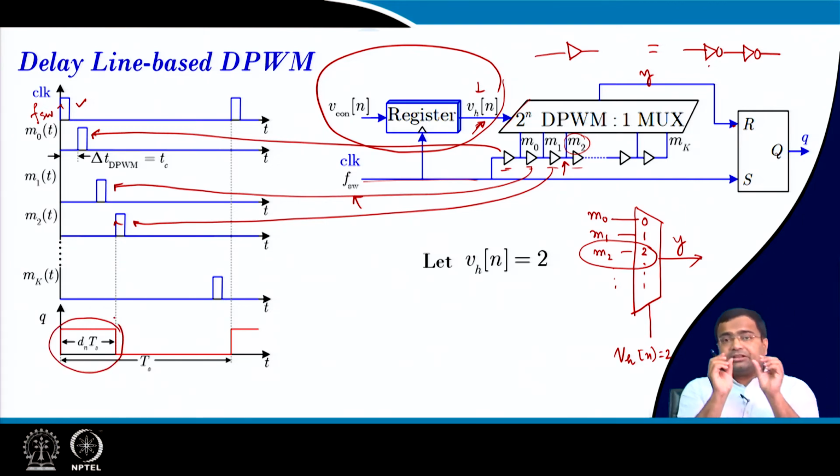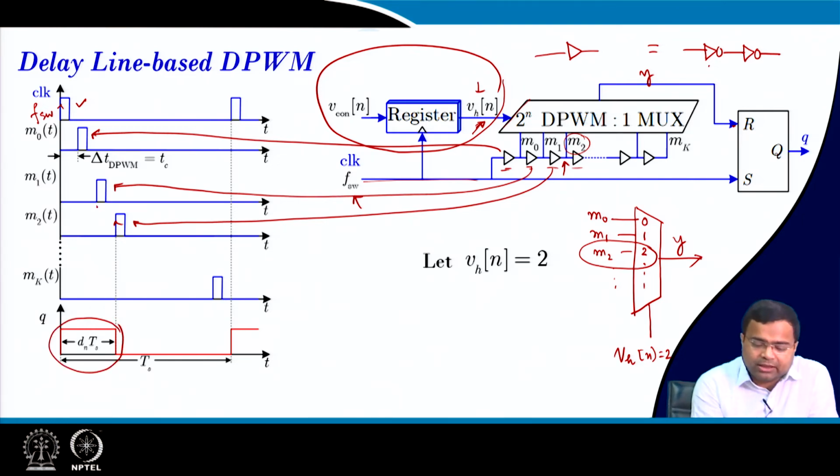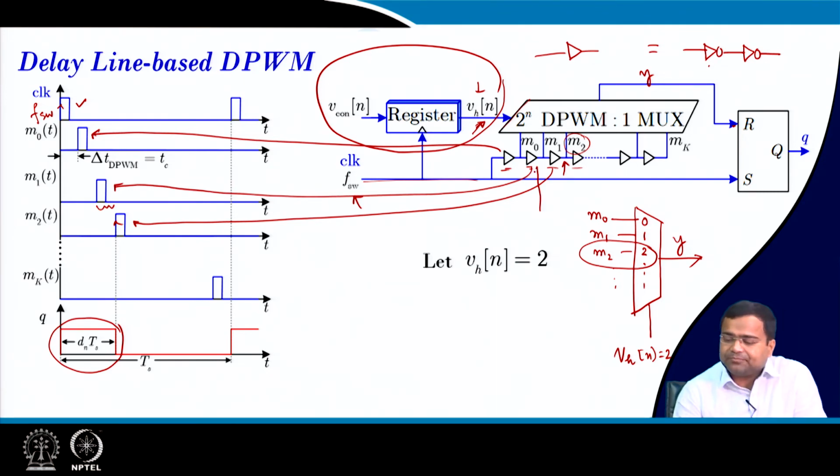That means the resolution of the duty ratio will be in the order of the difference between the buffer delays. Okay, that means if you can get more number of mux input lines, and by decreasing the delay, you can get a finer resolution. But the problem is this delay is decided by the process technology and the supply voltage VDD.